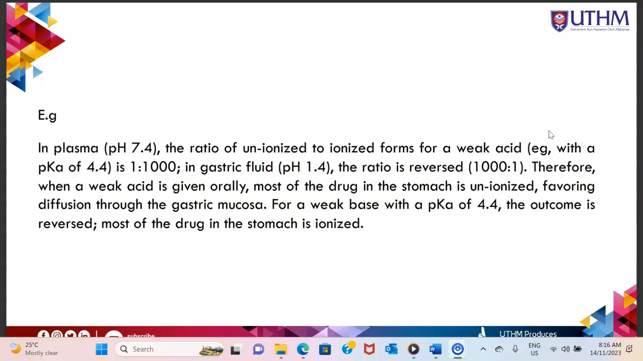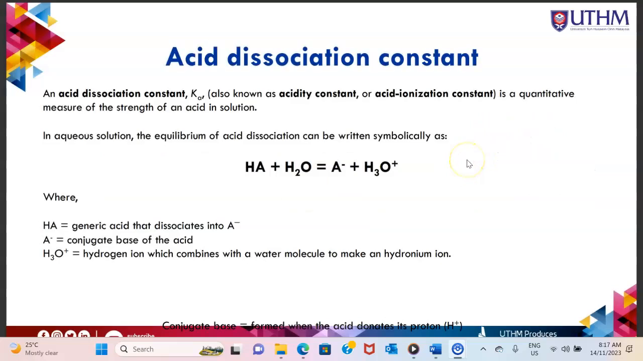In other words, if you want it to be consumed orally, we will design it with weak acid nature. However, if the drug has weak base nature, oral administration is not suitable. Probably we have to administer through injection. And we have this, the acid dissociation constant. Basically, it is a quantitative measure of the strength of an acid in solutions.